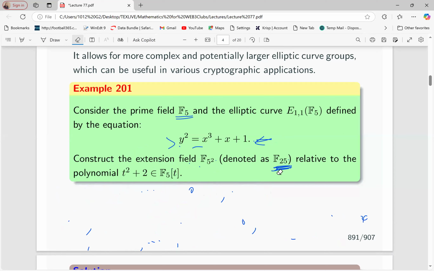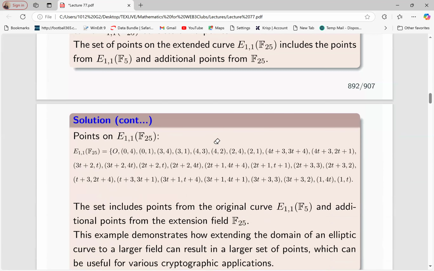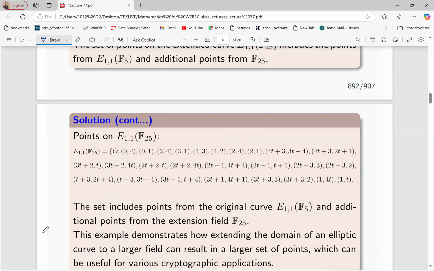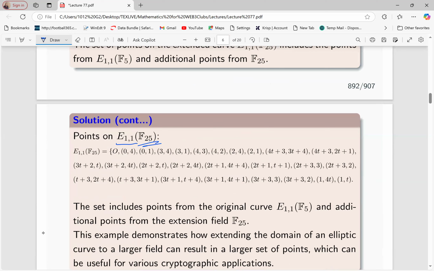So when I employed my code, my code was able to give me these points. That this elliptic curve on the new field has these points. This is the point at infinity, then 0, 4, then that, then that. I think these are how many points? Are they 27 points? I think they're 27.